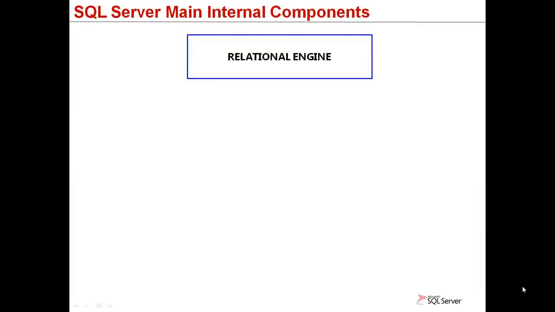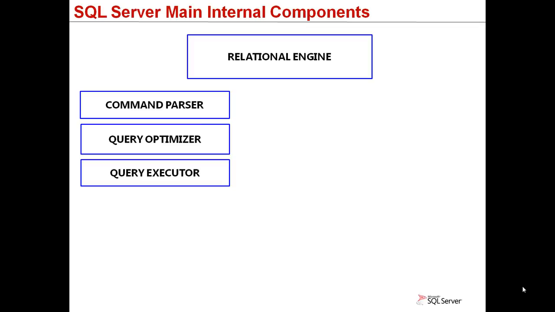So the relational engine is composed of the command parser, query optimizer, and executor. The command parser, as I said before, validates the syntax of the T-SQL being passed, meaning that if a query has any error, SQL Server will abort the whole transaction and will not move forward.